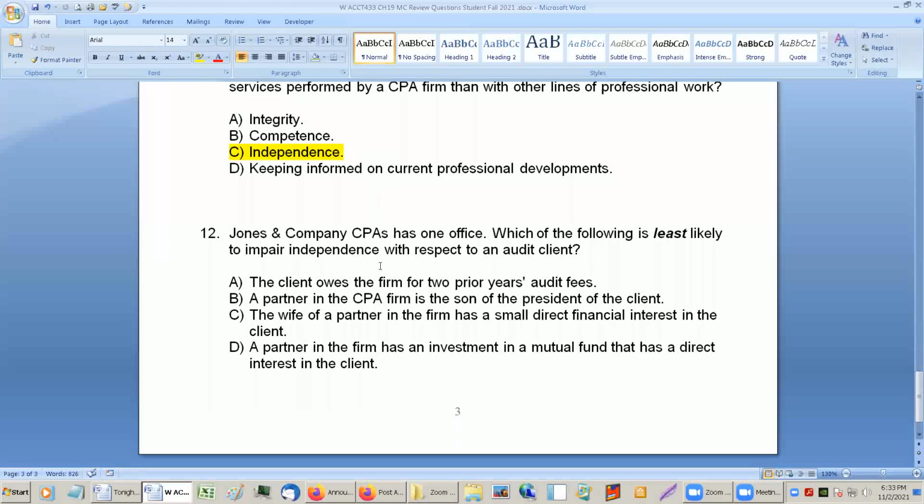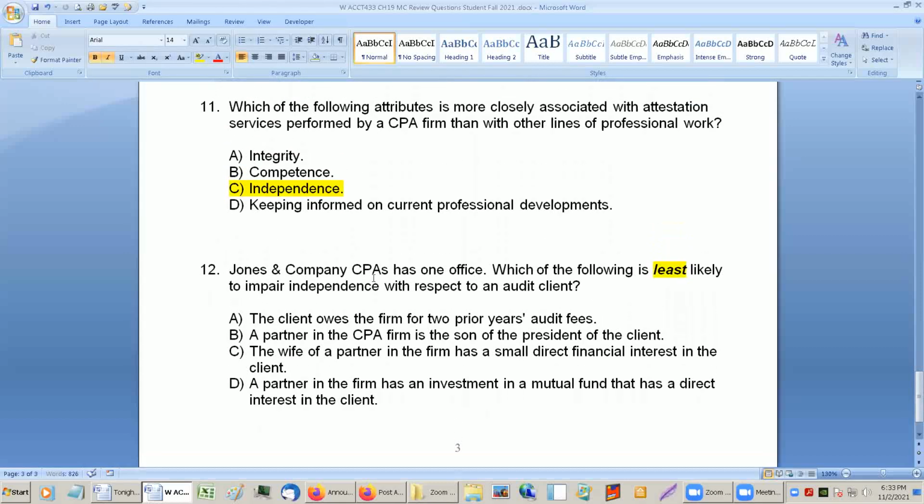Okay, Jones. Which of the following is least likely to... any ideas?